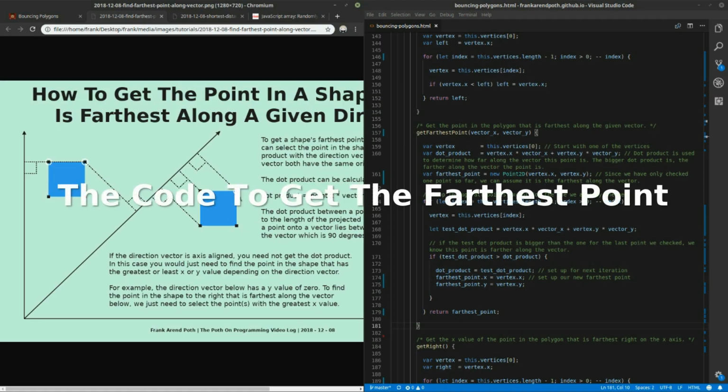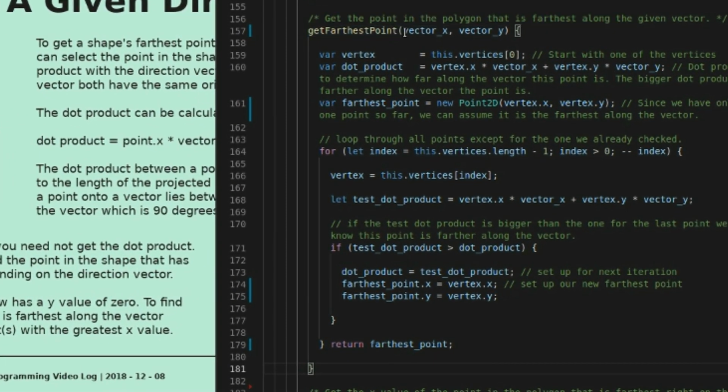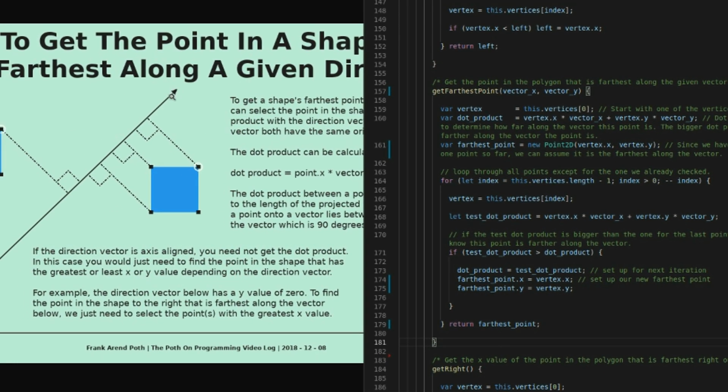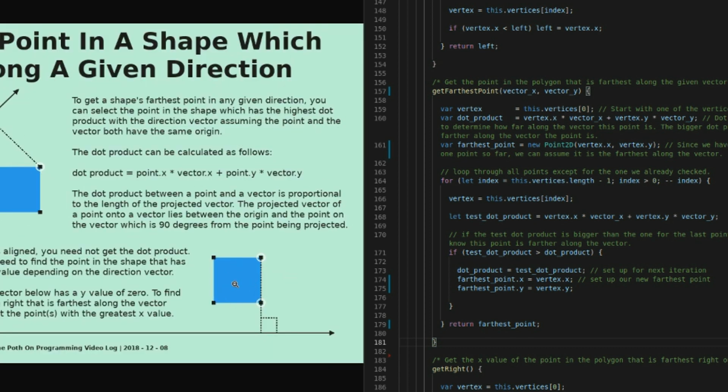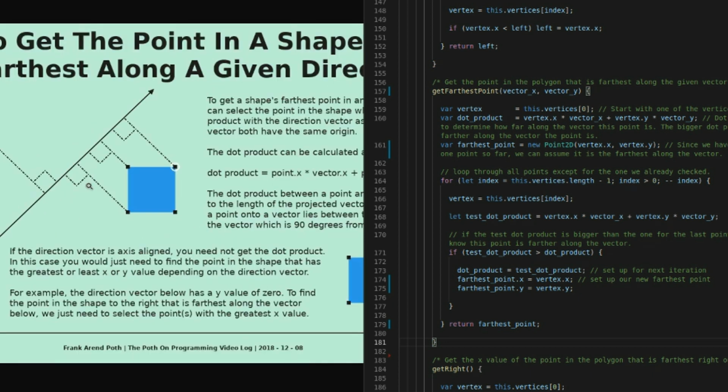Now let's take a look at the code that actually determines which of these points is farthest along in this direction here. So we're going to look at this function. It's the getFarthestPoint method of the Polygon prototype. It takes a vector x and a vector y coordinate. So basically this is the vector we're going to be using for this example here, and its x and y value, whatever those may be, are what we're going to plug into this function here. So just like when we were looping through this guy over here, we're going to do the same thing for this guy right here. We're just going to loop through each one of the points, get the dot product, and test to see which dot product with which point is greatest, and we're going to return the point with the greatest dot product.